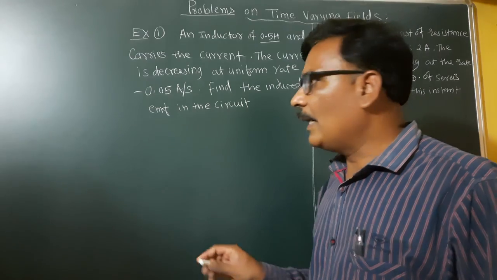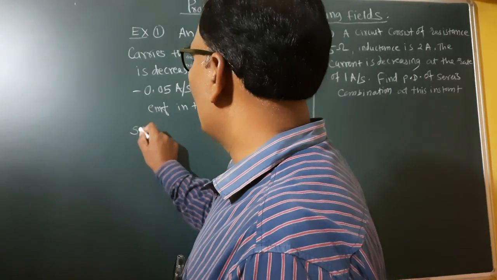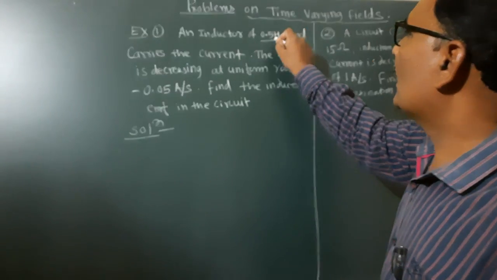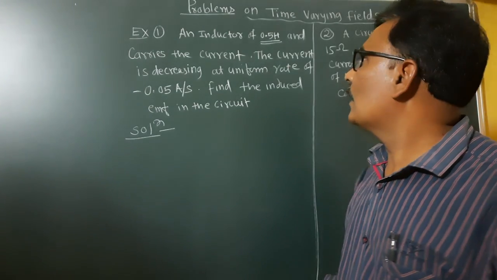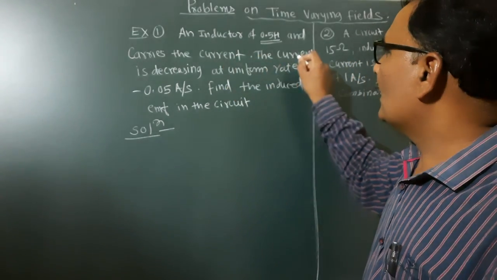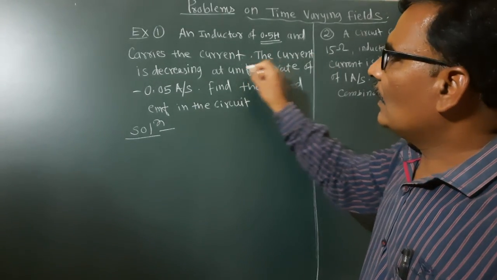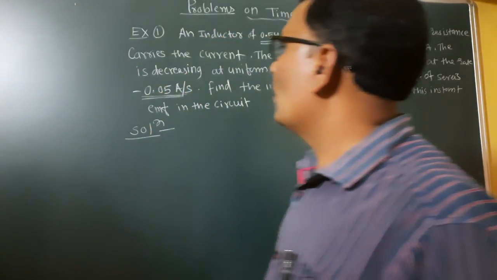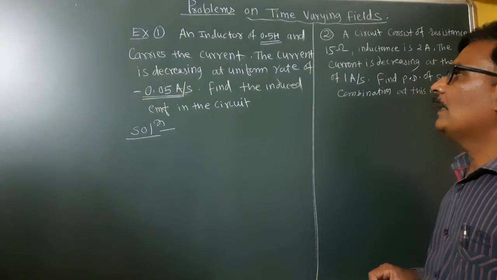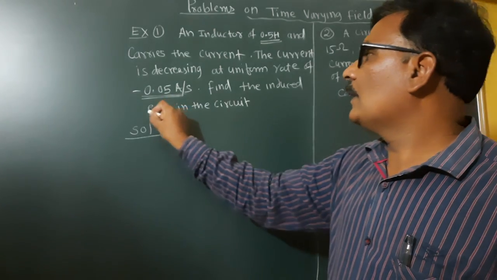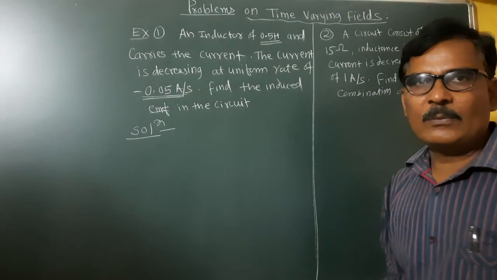Let us consider a problem and the solution. An inductor of inductance 0.5 Henry carries a current. The current is decreasing at a uniform rate of 0.05 ampere per second, and we have to find the induced EMF in that circuit. This is the problem we have.